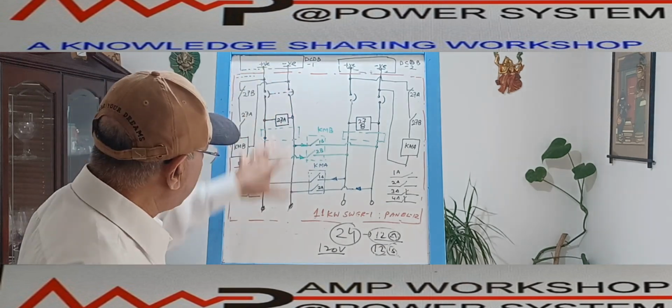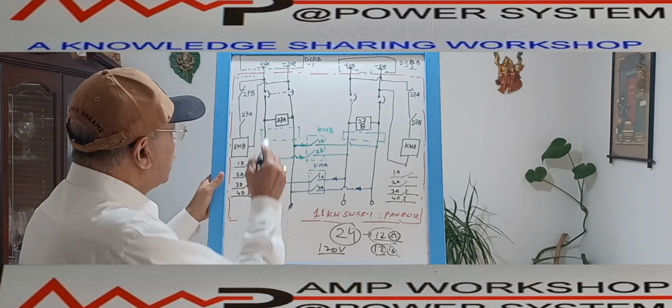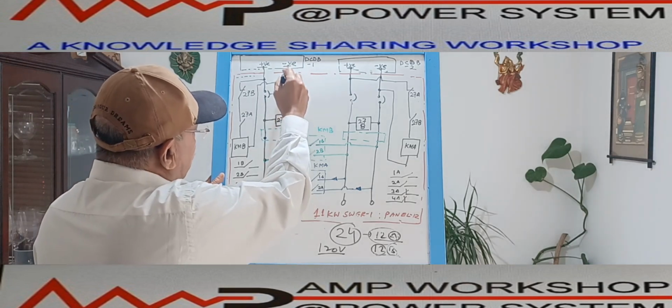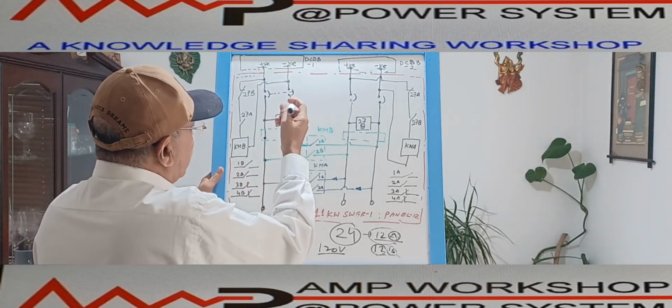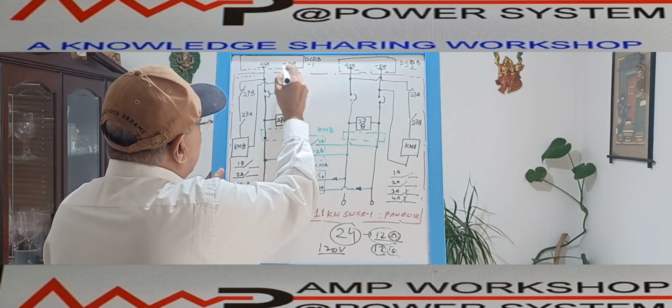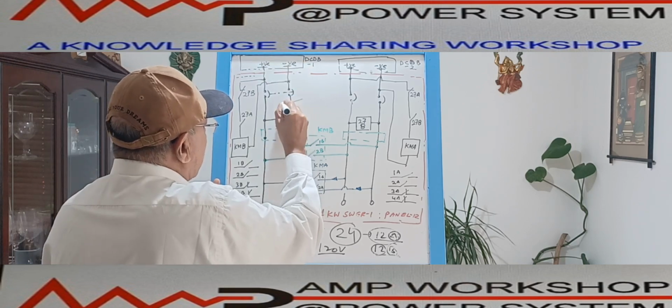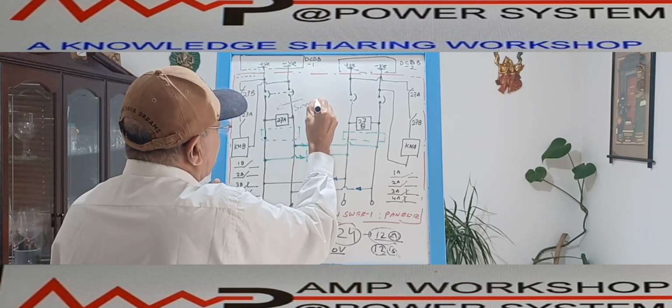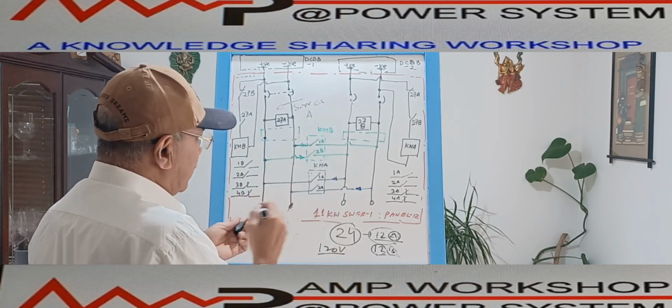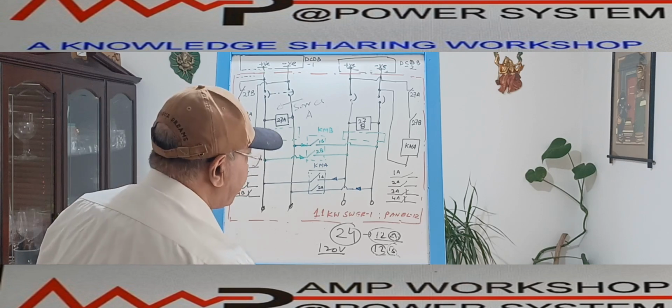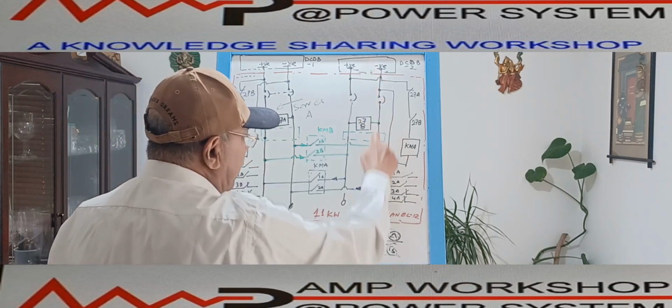So this is source A and this is source B we have considered. Source A we have tagged as source A. This is our source A, positive and negative. This is a DC supply you are considering. This is positive and negative. This is source A, and this is source B. This power supply we are considering source B.